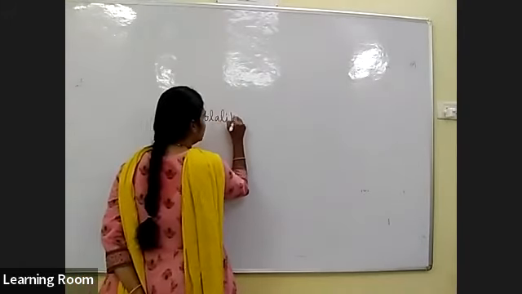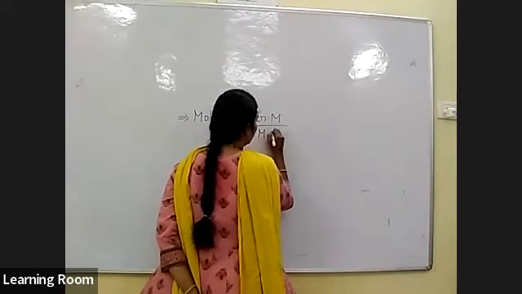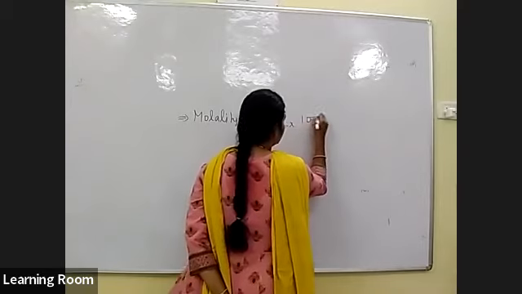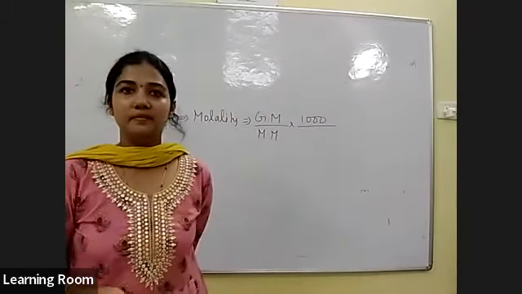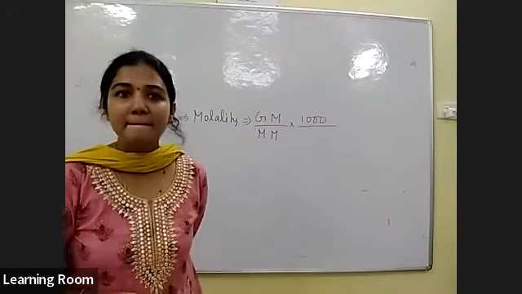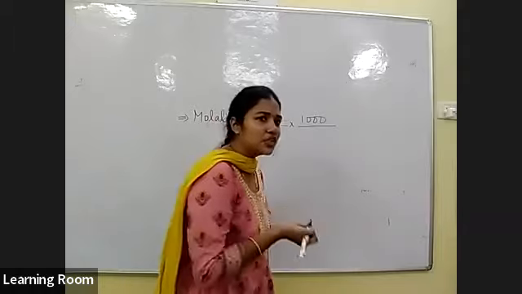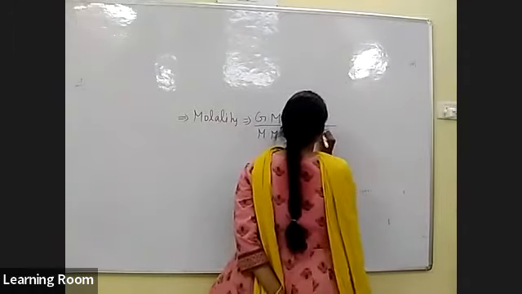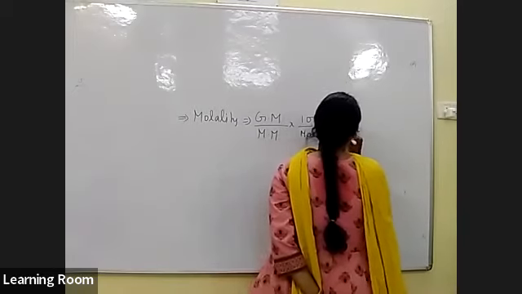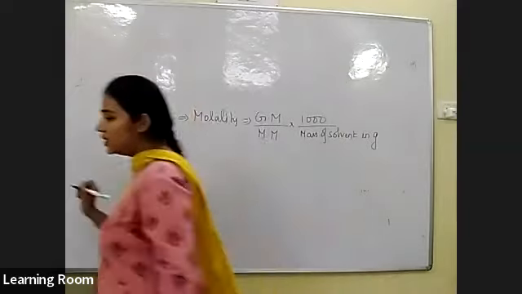Molality is equal to given mass divided by molar mass into 1000 divided by mass of the solvent in grams. Mass of the solvent in grams. So what will be the unit for this one?